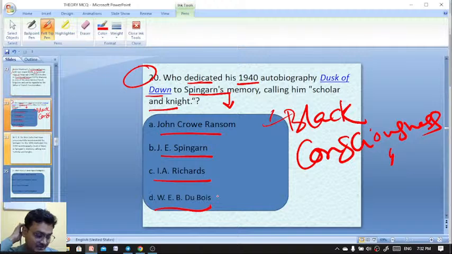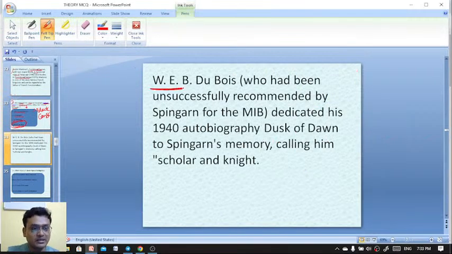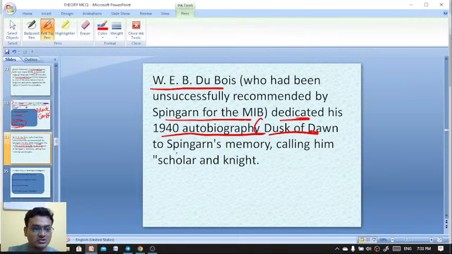Yeah, exactly. Du Bois. Exactly, Saurabh. I can understand that you also remember that. We have done it earlier, isn't it, Saurabh? So here, Du Bois, black consciousness. Exactly. So Dusk of Dawn is the autobiography of Du Bois, dedicating to Joel E. Spingarn. W.E.B. Du Bois, who had been unsuccessfully recommended by Spingarn for the award, dedicated his 1940 autobiography Dusk of Dawn to Spingarn's memory, calling him scholar and knight.